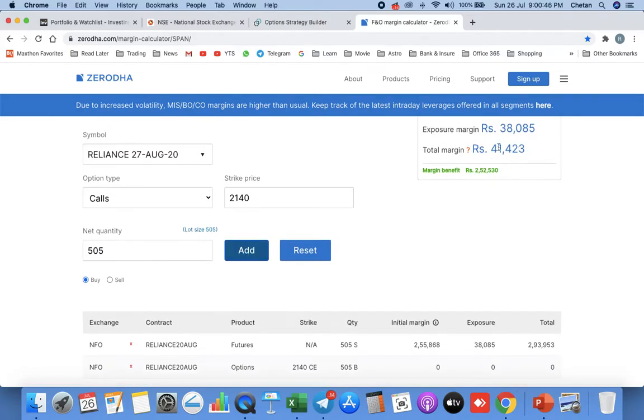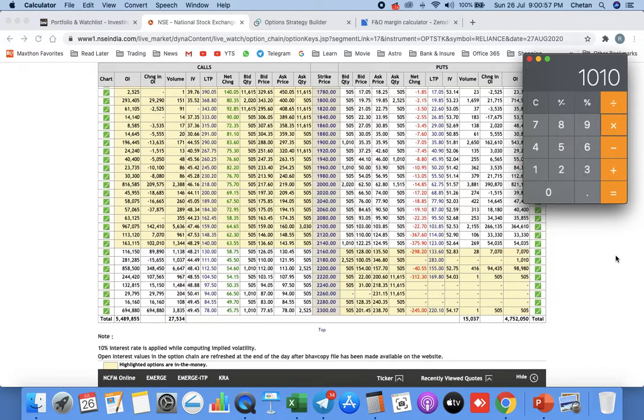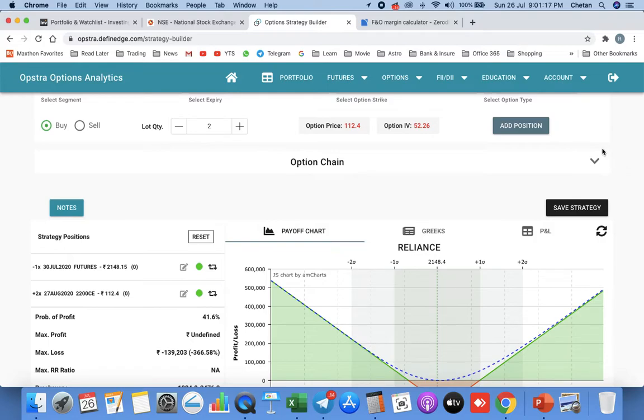Now the margin is 41,000 rupees. Earlier we were buying 2 lots of options, this 2,200. How much money are you shelling out? 112 into 1010. So for option buying you are giving 1,30,000 rupees. Now we are buying 2160 at 130 rupees only, 130 into 505. Here we are spending only 65,000 rupees as the option premium. So here the premium decay will not be so much.